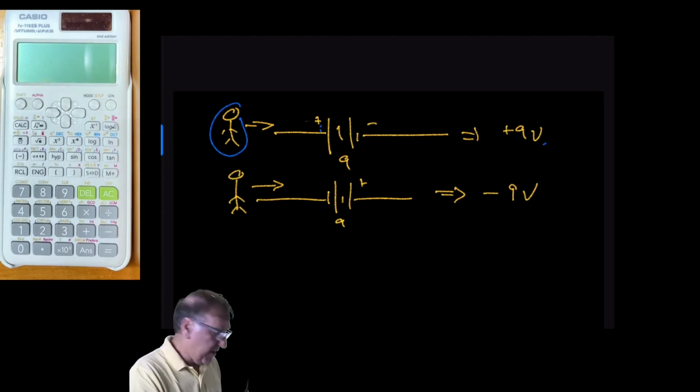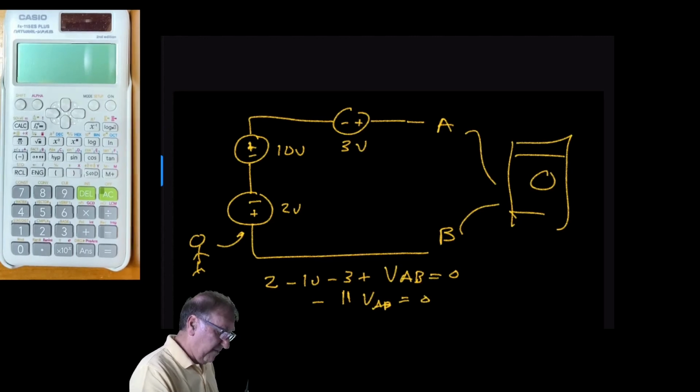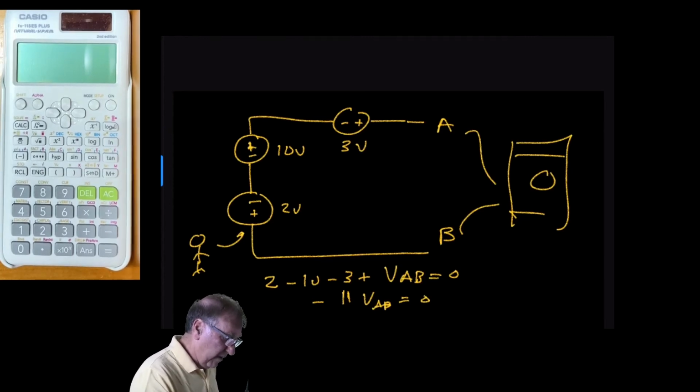Let's look at an example. If we have two voltage sources here, one 10 volts, one 2 volts, I'm sorry, 3 voltage sources and a third, 3 volts, we will go around the loop starting here.